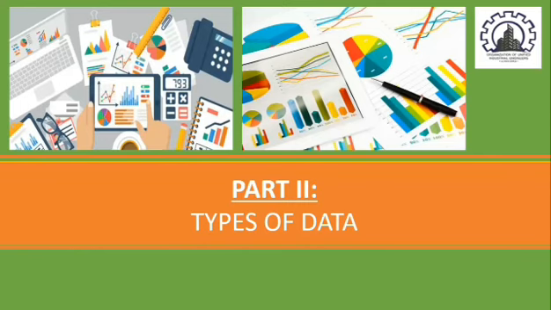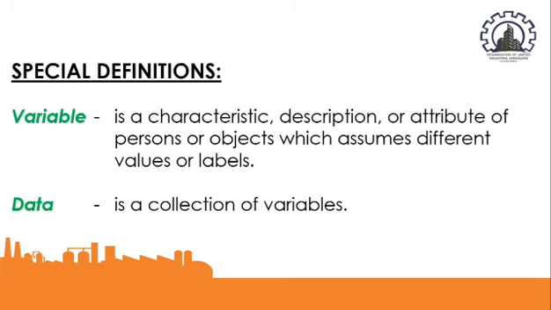The next key area that I'm going to be discussing right now is the types of data. And under types of data, we have two special definitions. First, variable, and second, data. What's the difference between the two? If we say variable, it is a characteristic, description, or attribute of persons or objects which assumes different values or labels. And if we say data, it is a collection of variables.